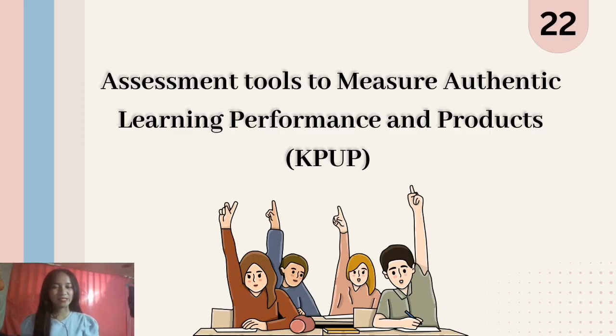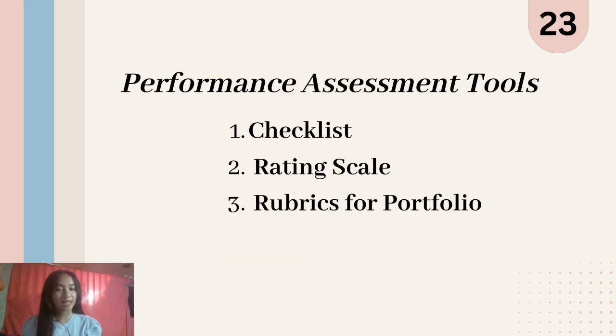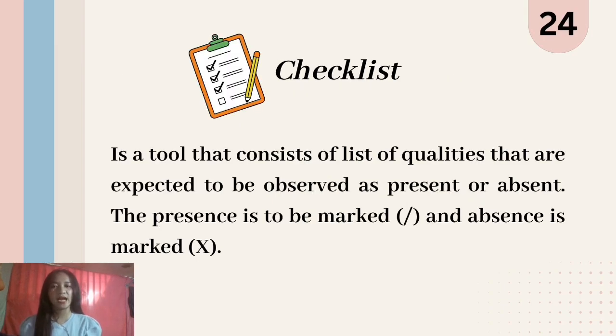Okay, now let's proceed to performance assessment tools, and we have here the three types of it. First is the checklist, the second one is rating scale, and lastly is rubrics for portfolio. We have here the first type of the performance assessment tool, which is the checklist. A checklist is a simple yet highly effective tool for assessment. It helps identify the presence or absence of specific criteria in a student's performance, product, or behavior.